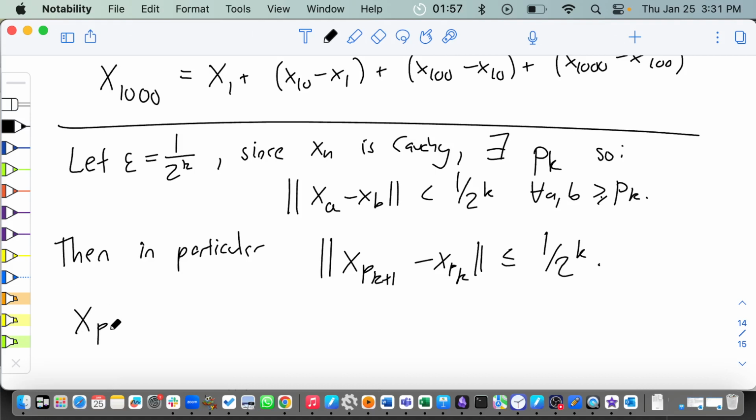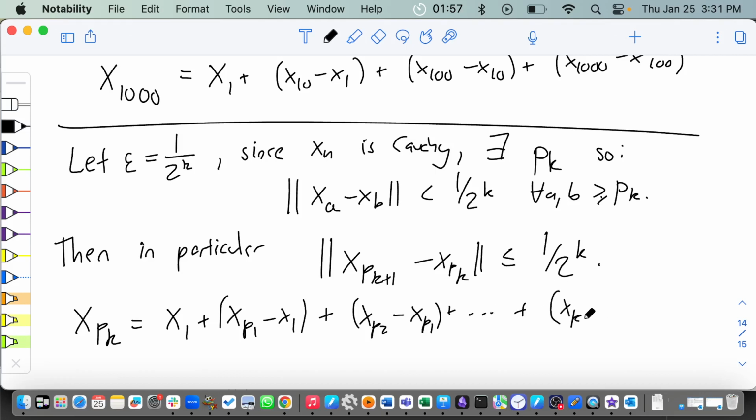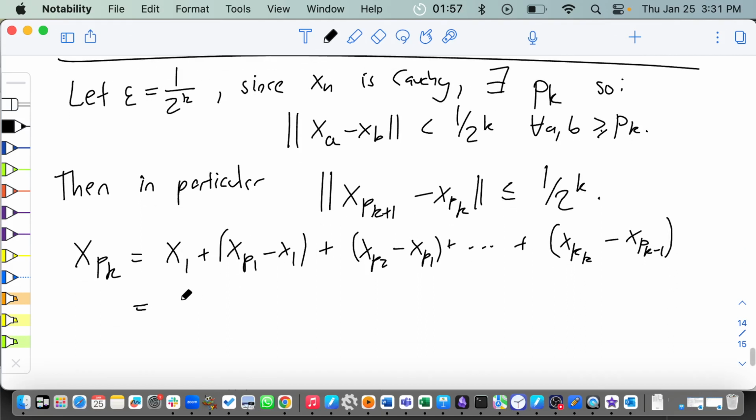I'm going to write x_{p_k} as x_1 plus x_{p_1} minus x_1 plus x_{p_2} minus x_{p_1}. Now it's a telescoping sequence, but only looking at these p_k's. So x_{p_k} minus x_{p_{k-1}}. Or in other words, it's x_1 plus the sum of k going from, okay, I guess I should call this n, and let's make this n minus 1 so that I can continue to use x_{p_n} minus x_{p_{n-1}}. So I can sum from k equals 1 to n of x_{p_k} minus x_{p_{k-1}}.